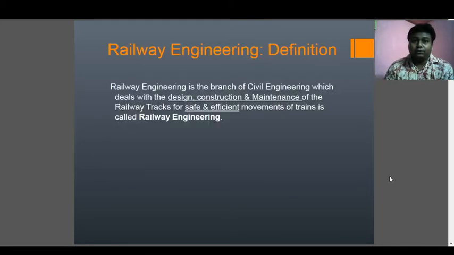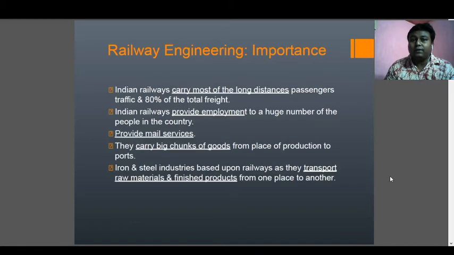First we will discuss what railway engineering is, and its definition. Railway engineering is the basic branch of civil engineering which deals with the design, construction and maintenance of the railway track for the safe and efficient movement of trains. It means the portion of engineering dealing with the movement of trains, in terms of passengers and goods, is defined as railway engineering.